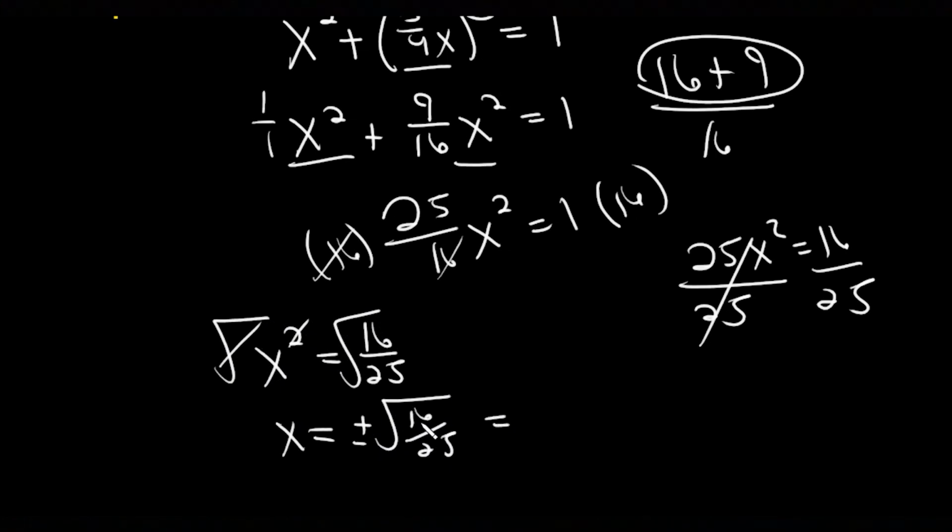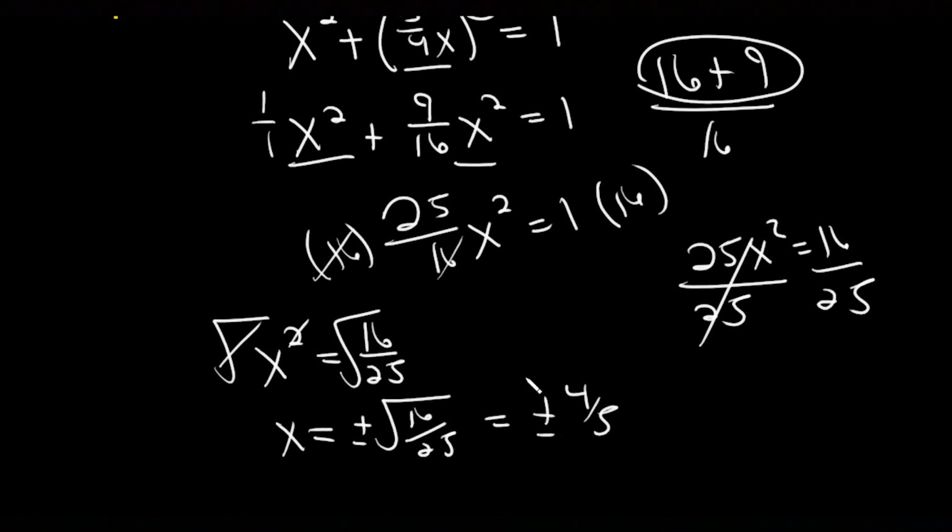And we want to go ahead and apply that square root to both the numerator and denominator. So when you do the square root of 16, you get 4. And when you do the square root of 25, you get 5. So I end up with plus or minus 4 over 5. Okay. So those are my x values. I have two x values here.